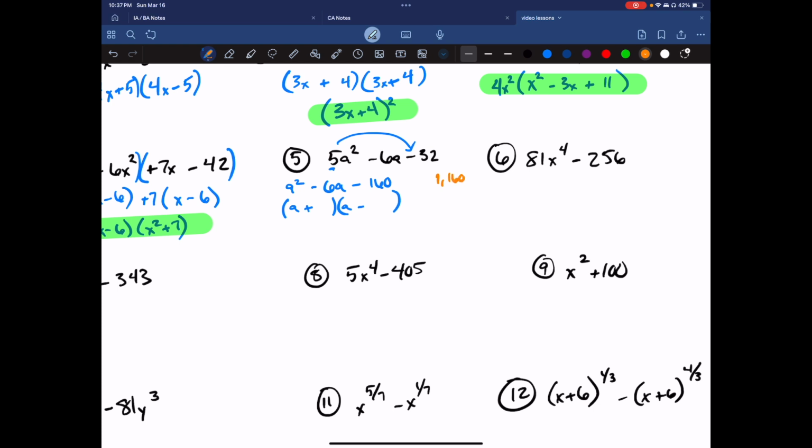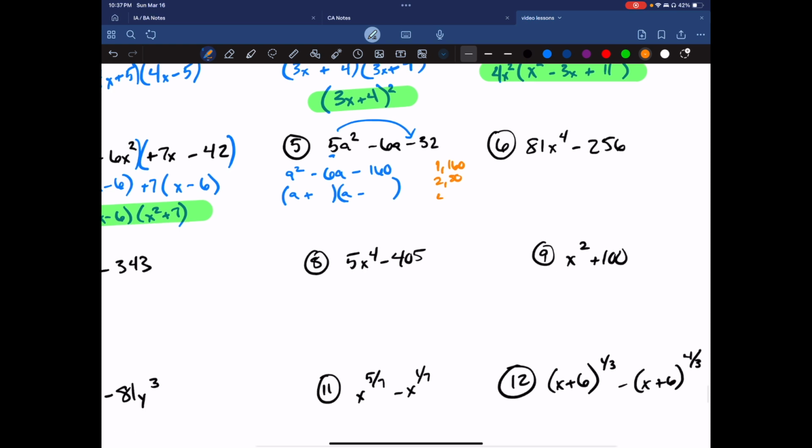Obviously, we've got 1 and 160, 2 and 80, 4 and 40, 5 and 32, 8 and 20, and 10 and 16. And that's it. Well, because you're subtracting, which ones are 6 units apart? Well, it would be these. So which one goes where? My signs are different, so it matters where I put what. The middle term is negative, so the bigger of my two factors gets the negative sign. So it's going to be plus 10, minus 16.